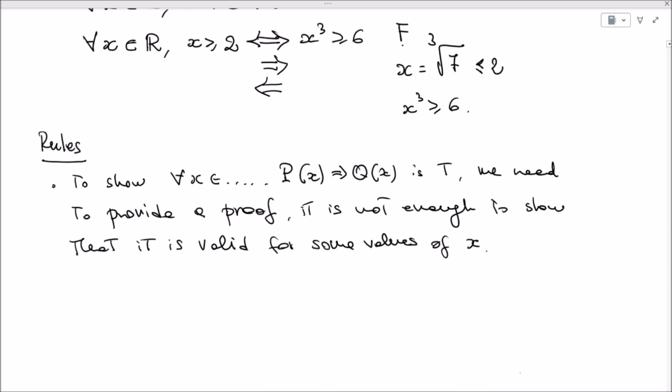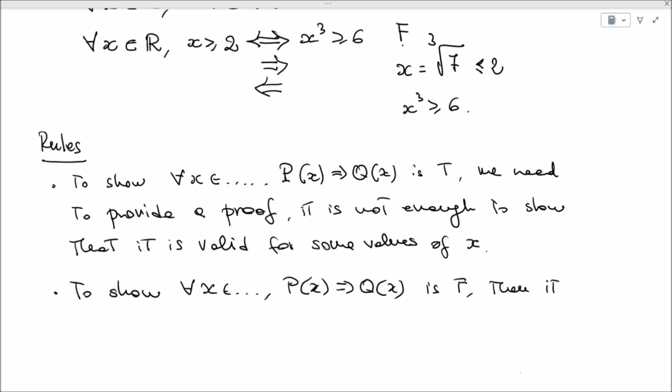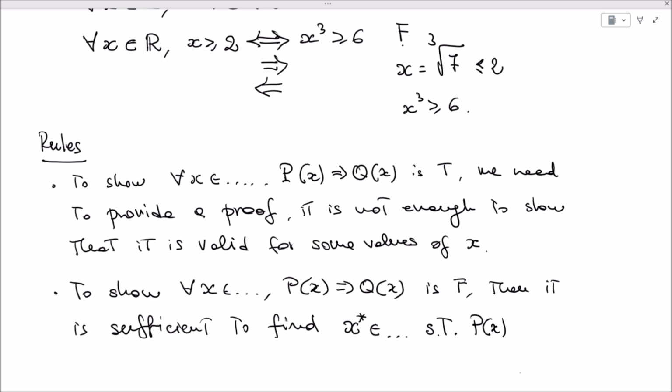Instead, if we want to show that for every x belonging to some set, P of x implies Q of x is false, then it is sufficient to find some value x star that belongs to the same set such that P of x star implies Q of x star is false.